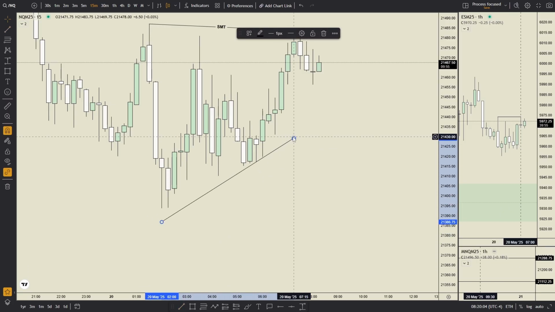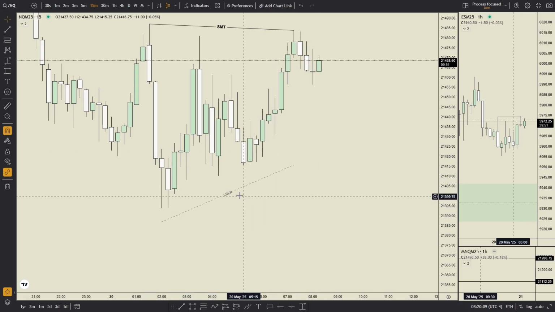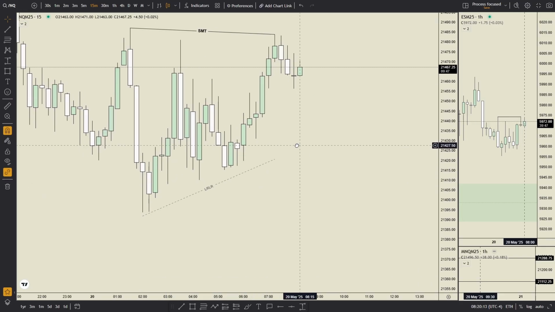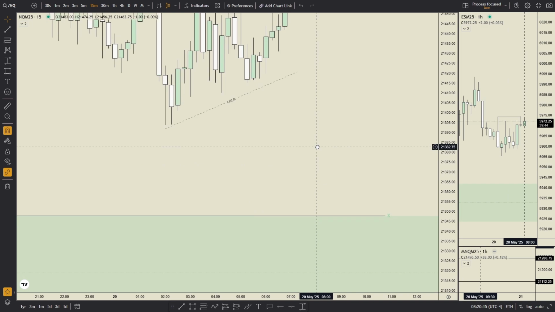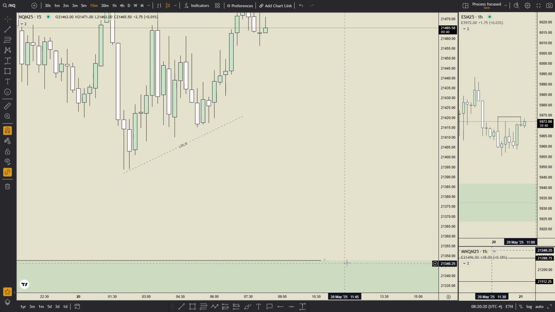Now, one thing I love about low resistance liquidity is once one of the lows get taken, there is a high probability that all of them are then going to get raided through. So I'm looking for a low resistance liquidity raid on all of these lows to take price lower to this drawn liquidity.